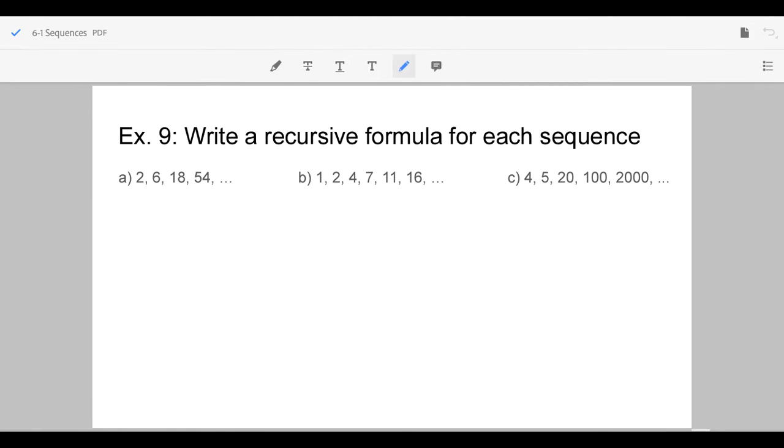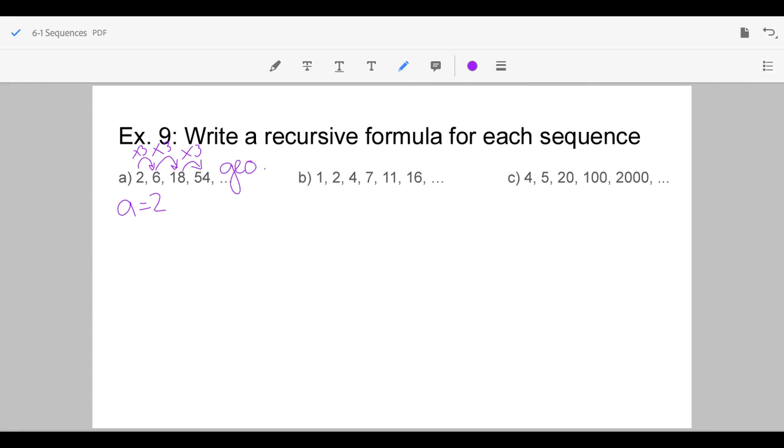8, I believe. Write a recursive formula for each sequence. So part A, here we would possibly add 4, but if we try to add 4 to the next part, it's obviously not arithmetic, so let's try multiplying. 2 times 3 is 6. 6 times 3 is 18. 18 times 3 is 54, which means that it's a geometric sequence.